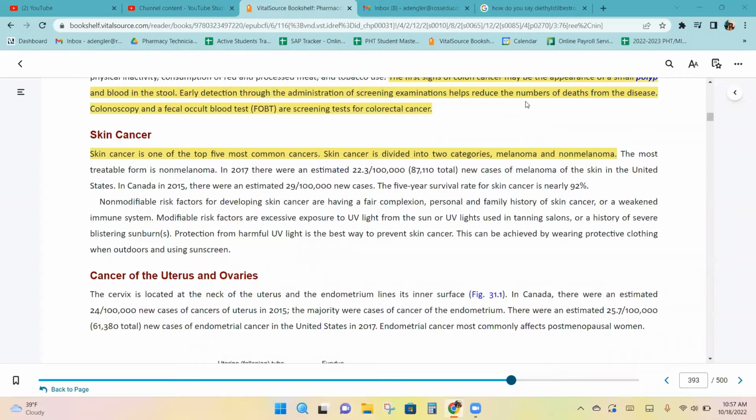Skin cancer is one of the top 5 most common cancers. Skin cancer is divided into 2 categories, melanoma and non-melanoma. The most treatable form is non-melanoma.